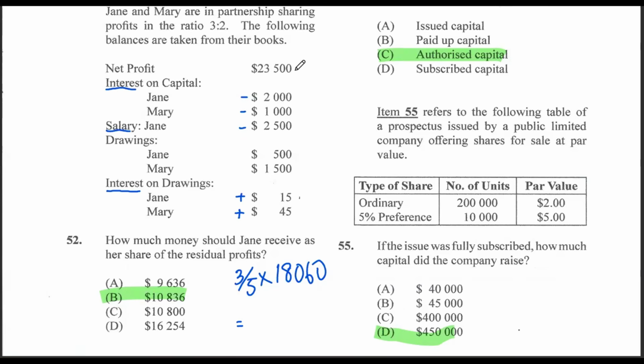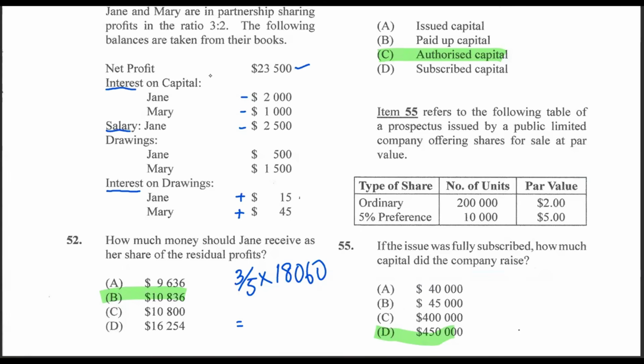Right, first of all, we need to actually determine the ratio. Jane and Mary, 3:2. Jane is getting 3, therefore Jane is getting 3/5. So that's clear. Next, we need to determine what is the balance of profits to be shared. Right, now you guys know how to work this out. To work out your balance of profit, it'll be a net profit.